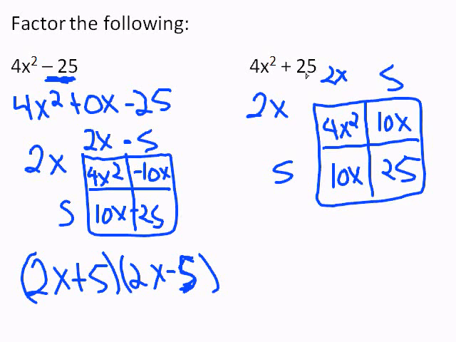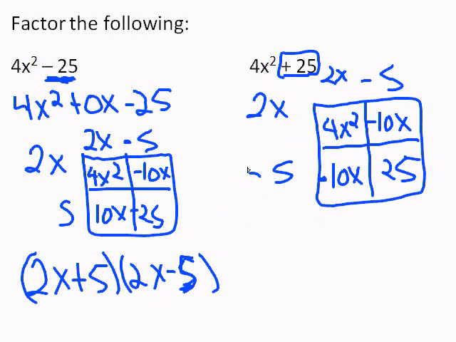The reason that happens is because this is a positive 25, and the factors have to be the same sign. So you might be thinking, well, can't we make that negative 5 and negative 5 instead? Well, that's just going to give us negative 10x and negative 10x, which adds up to be negative 20x, not 0x in the middle. So again, we cannot factor it.